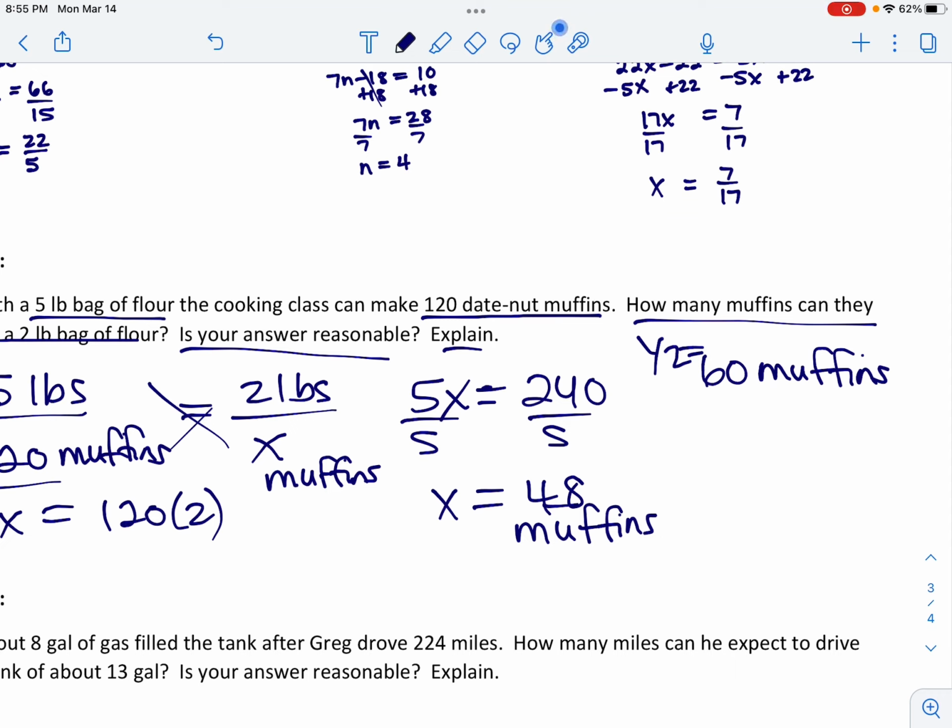So half of a flour would be 2.5, but we only have 2 pounds. Does it make sense that that only makes 48? And the answer is yes. It makes sense because half of them will be 60 muffins, and that's less than half the flour, which would be less than half the muffins. And so since 48 is less than 60, that does make sense.